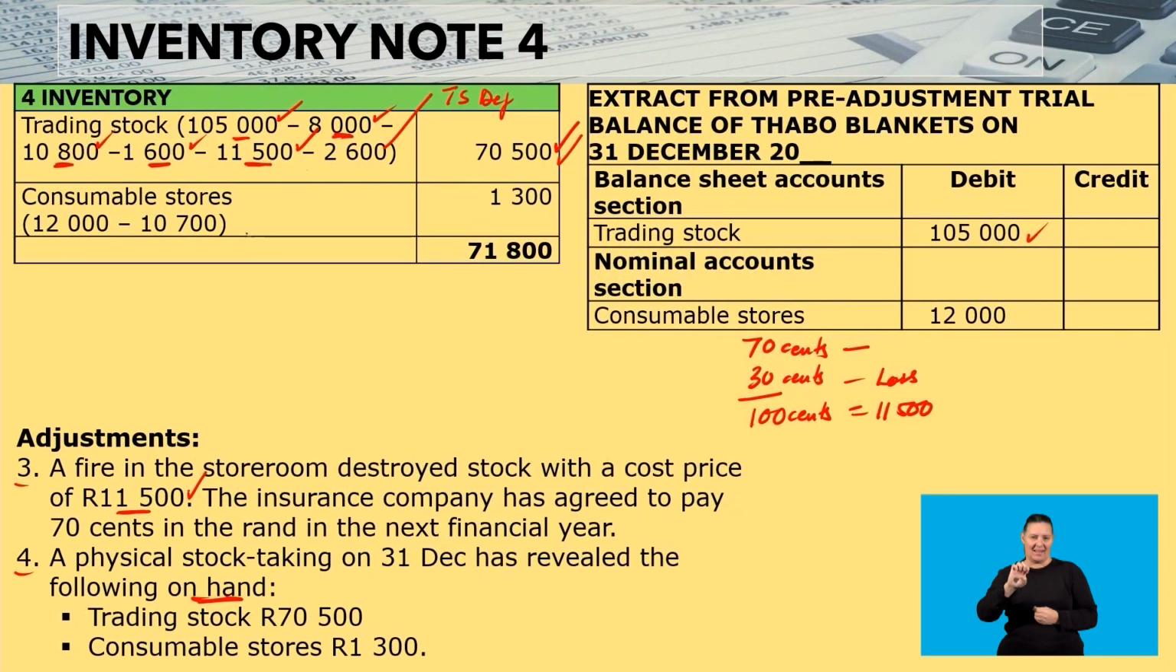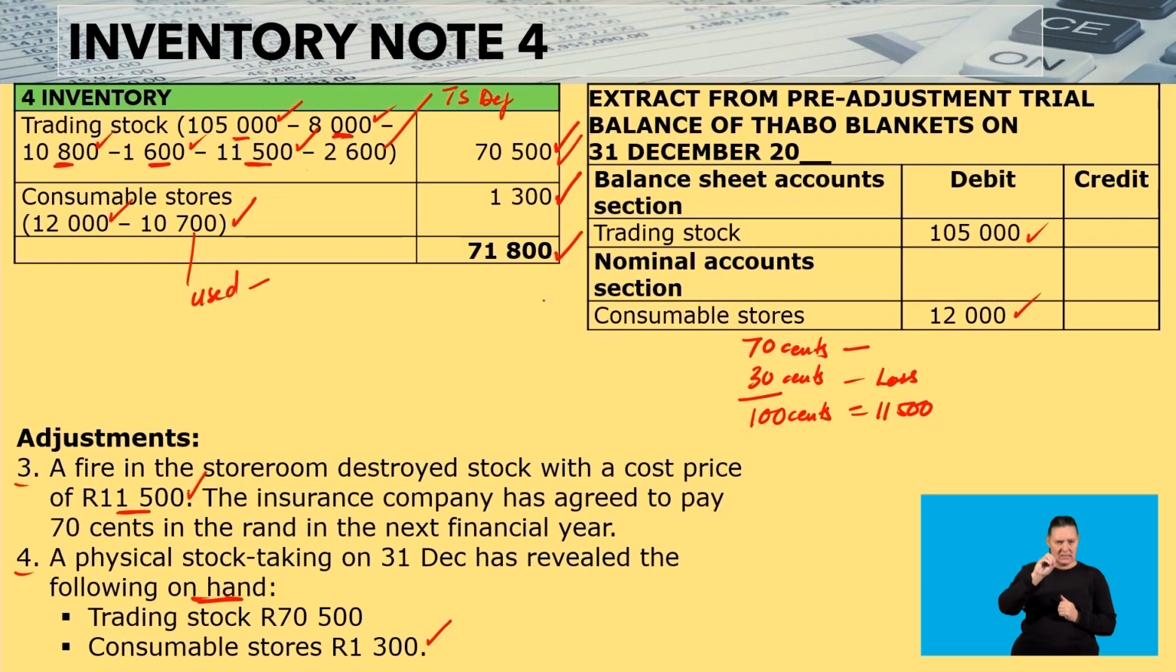The 70.5, the one that is on hand, is what we bring as the final amount here in our note 4. Our note 4 will also be having consumable stores recorded in. Consumable stores, you find them in the nominal account section. So you have 12,000. This is the consumable stores that we purchased. We are being told that on hand is 1.3. Therefore, the on hand comes here in the last column. The 10.7 is what was used, and what was used is recorded in the statement of comprehensive income. So here we'll record the 1,300. So I'll then have my 70.3 plus 1.3, then I have my 71,800.